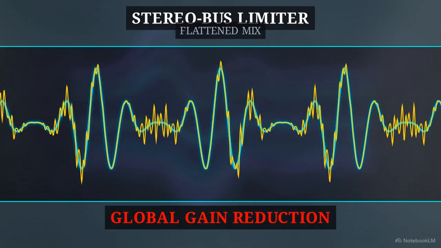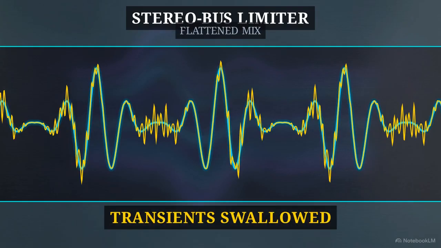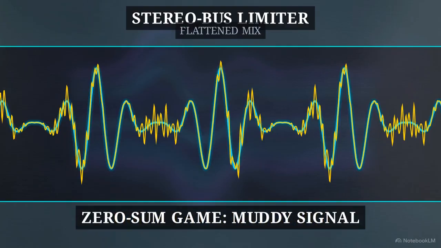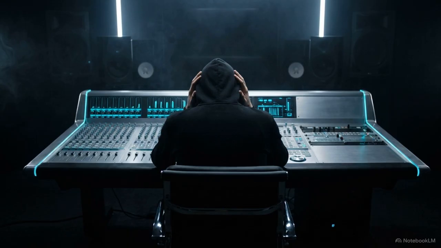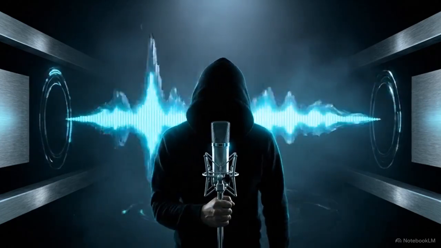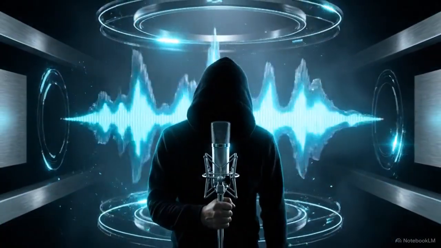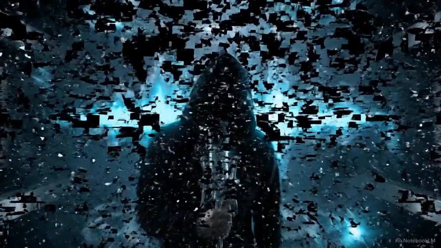When heavy, low-frequency elements like a kick drum or sub-bass hit that limiter, they trigger global gain reduction. The bass essentially swallows the delicate, high-frequency transients of the lead vocals. This physical limitation traps artists in a zero-sum game. If you want competitive volume, you have to sacrifice the emotional clarity of the performance for sheer amplitude.